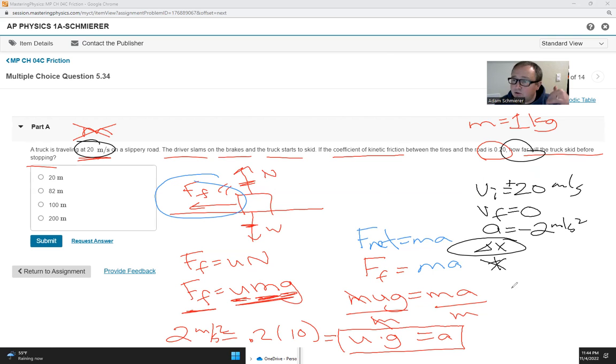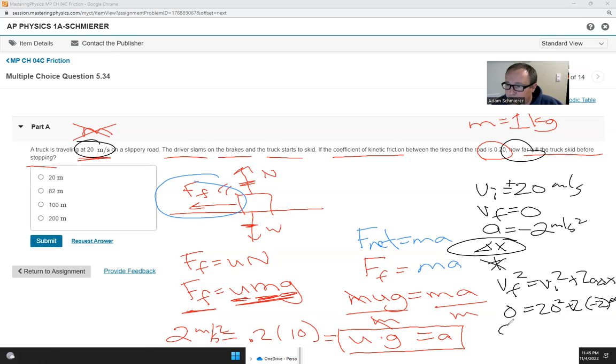Just like that problem we did earlier, we're going to use the same setup. V final squared equals V initial squared plus 2a delta x. V final is zero, V initial is 20, 2a delta x. Running out of room. So I get zero equals 400 minus 4 delta x. So I get -400 equals -4 delta x. And so delta x equals 100 meters.